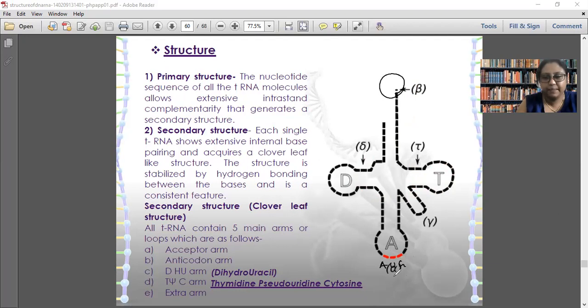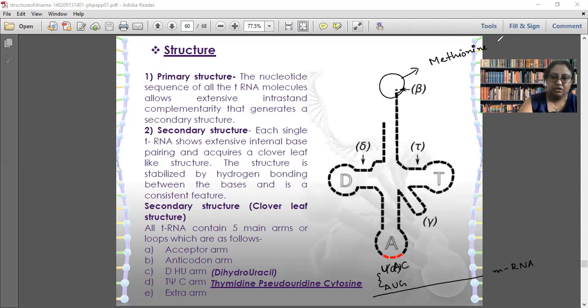So suppose the messenger RNA is having A, U, G, this one will have U, A, C. So using this complementary relationship, as soon as AUG comes, it will carry methionine here. It will carry methionine. So all of these arms have their names.